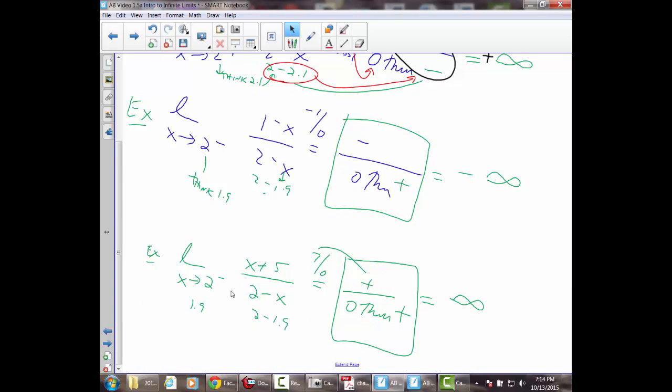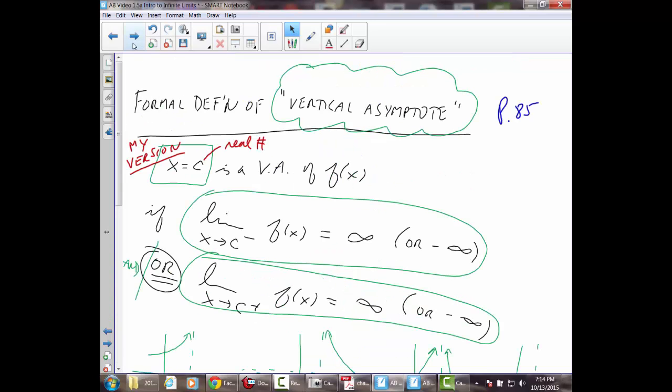Here's another example. Limit as x approaches 2 from the left of x plus 5 over 2 minus x. Plug the 2 in, you'll get 7 over 0, which tells us the answer is either infinity or negative infinity. Think 1.9, 2 minus 1.9. This is the box that's going to earn you the points. Positive over 0 through positive.